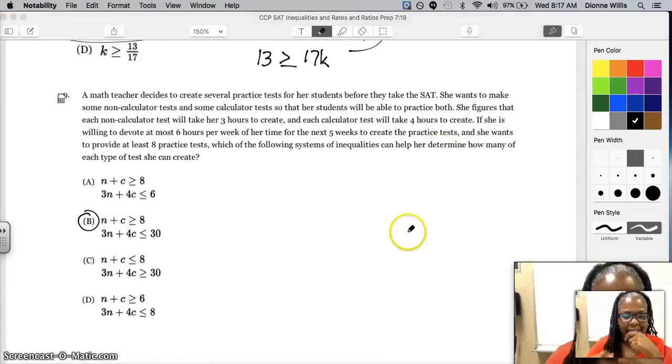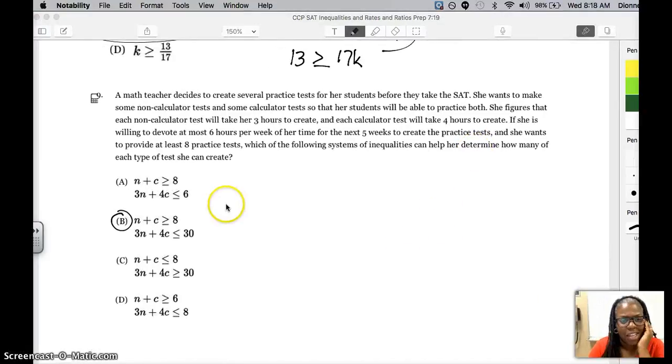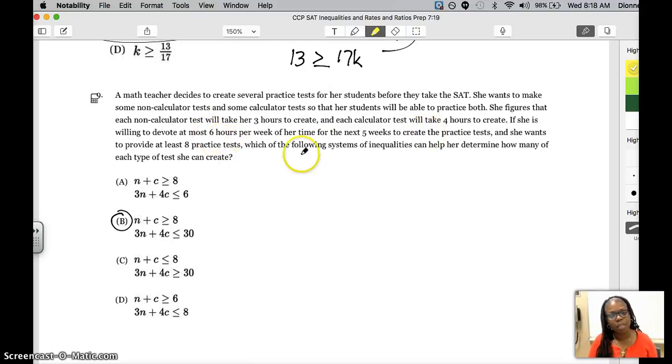All right. Okie dokie. Okay, so after reading over this problem, we recognize that the teacher wants to create 2 different types of tests, non-calculator and calculator. We know that she wants to make at least 8 tests. We also know that she has a certain amount of hours. She thinks it's going to take her 3 hours to make one type of test, 4 hours to make the other type of test, and she's committed to having 6 hours per week, given 5 weeks to create these particular tests.